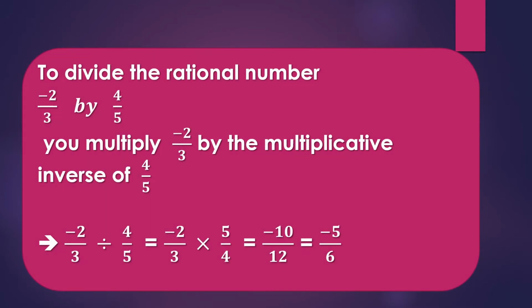To divide two rational numbers, negative 2 over 3 by 4 over 5, you multiply negative 2 over 3 by the multiplicative inverse of 4 over 5. The multiplicative inverse of the number is the reciprocal of the number. 4 over 5 will equal 5 over 4. So, negative 2 over 3 divided by 4 over 5 will equal negative 2 over 3 times 5 over 4, which is equal to negative 10 over 12, and in the simplest form it will be negative 5 over 6.